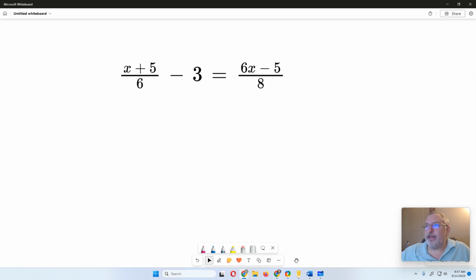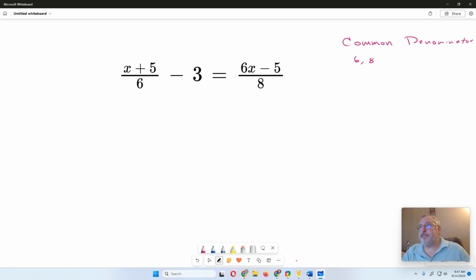So what I like to show students to do here is to get rid of fractions. Fractions aren't always the things we like to work with, so if we have an opportunity to get rid of them, let's get rid of them. In this situation, I need to find a common denominator. So what's the common denominator between 6 and 8?